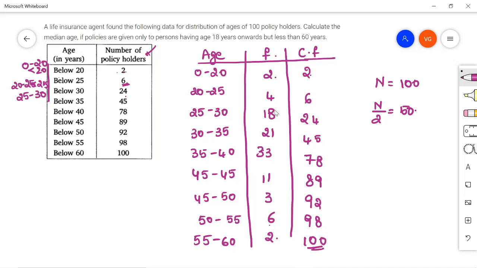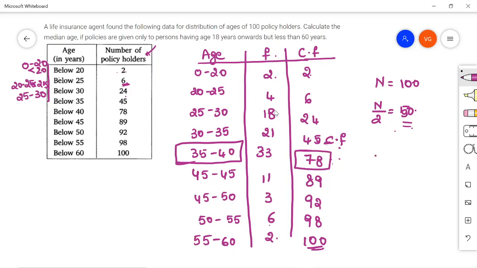So if n by 2 is equal to 50, first we have to find out the median class. See, here the cumulative frequency just above n by 2 I have to select. If you take, this is 45 only. After this you have 78. So this is the corresponding median class. The corresponding median class here is 35 to 40, right? Now the cumulative frequency just above the median class is 45, right?